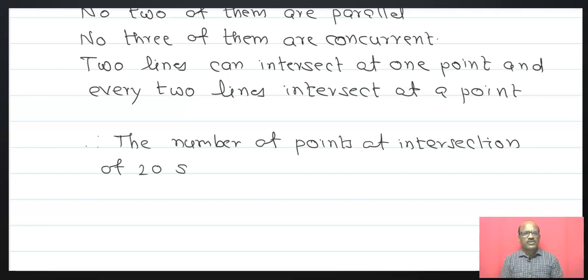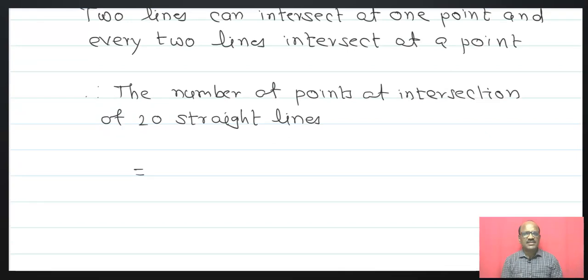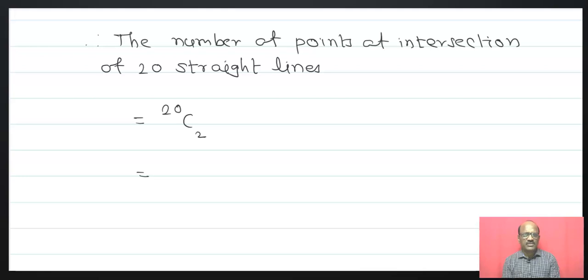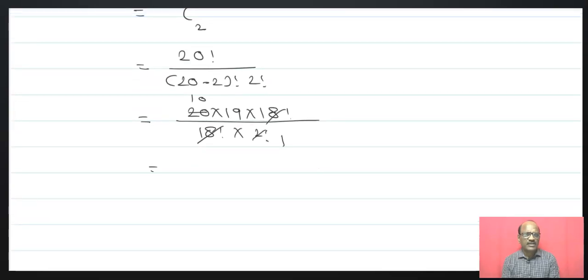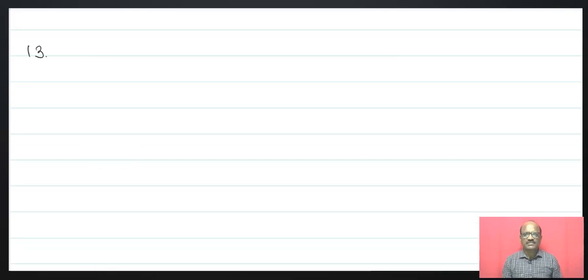The number of points of intersection of the 20 straight lines is nothing but 20C2. Now find the value of this. In this case, no two lines are parallel, and no three of them intersect at one point. Therefore, 20 factorial upon 18 factorial into 2 factorial. That is 20 into 19 into 18 factorial upon 18 factorial into 2, the 18 factorials get cancelled, and you will get 190.